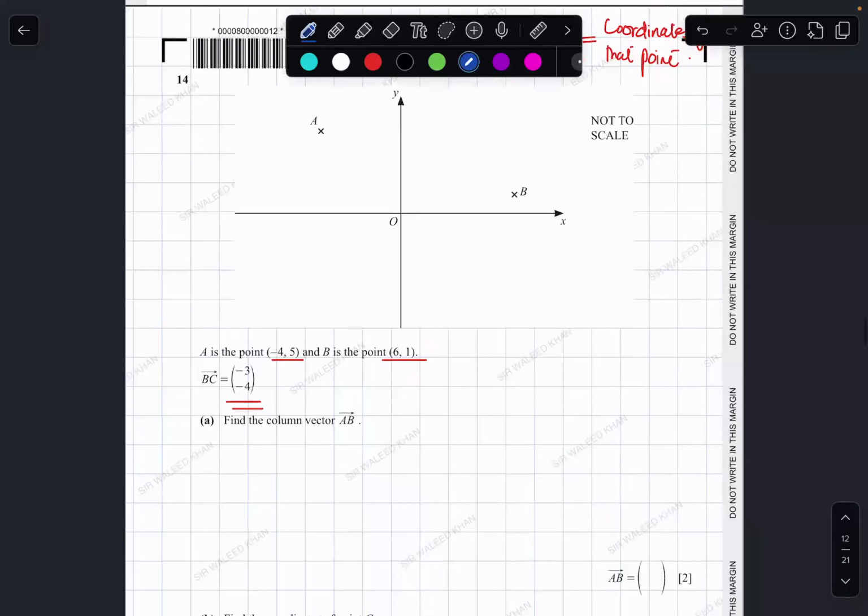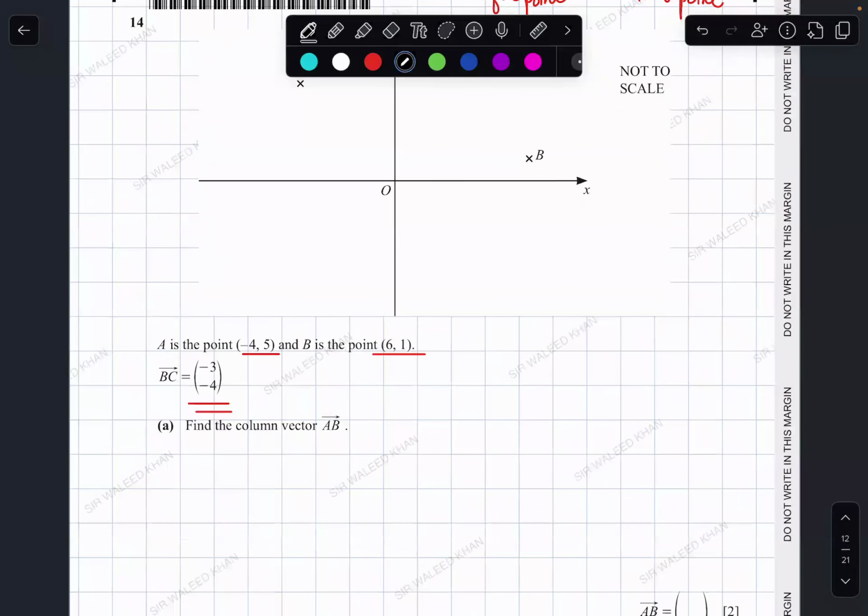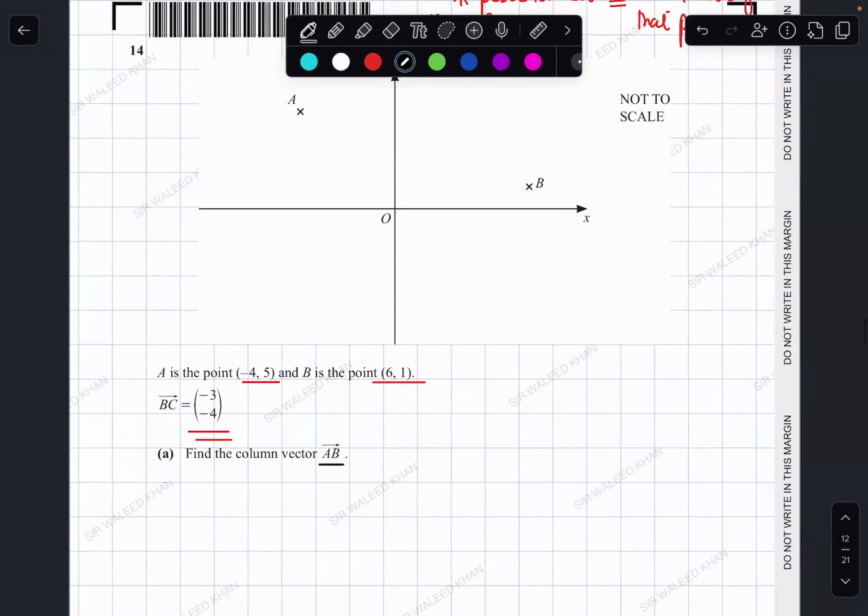For AB, I have to split this. Now there is one thing. We have to split it into position vectors. Okay. Let me show you over here. Position vector is when it's starting from the fixed point. So towards A from O. This is the position vector of OA, and this is the position vector of B. Right? They are asking us to find AB over here. This one over here.